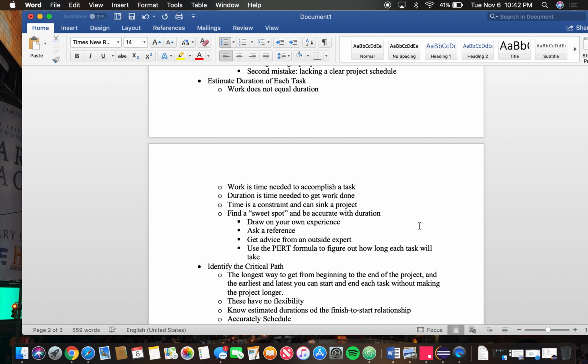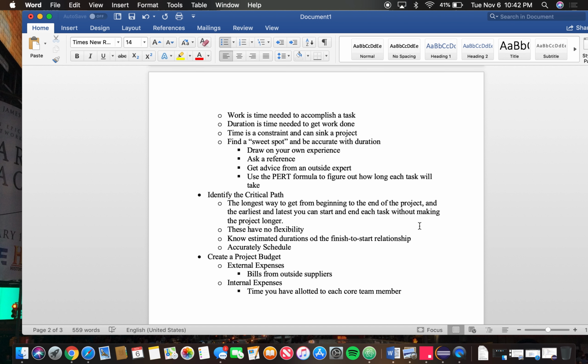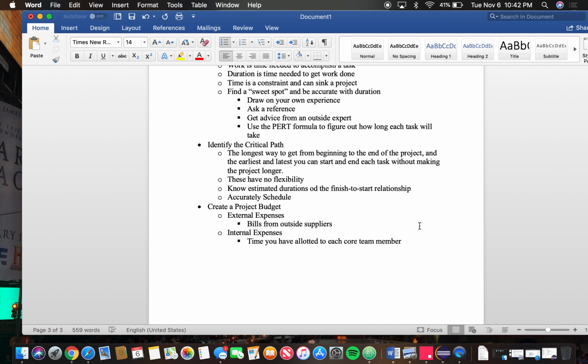The sweet spot, and to be accurate with duration, you draw on your own experiences. You can ask for a reference, get advice from an outside expert, or use the PERT formula to figure out how long each task will take. And then you've got to identify the critical path. This is the longest way to get from the beginning up to the end of the project, and the earliest and the latest you can start and end each task without making the project longer. These have no flexibility.